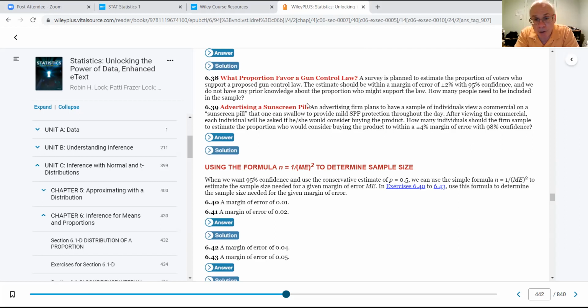Now, notice there's nothing in this problem that tells you an estimate for p-hat. Remember, that's part of the formula to determine this minimum sample size. So in this case, we're going to use 0.5 for p-hat because there's nothing in this problem that's asking us to find it or giving us information about an estimate. All right, so let's use our calculator to calculate the minimum sample size.